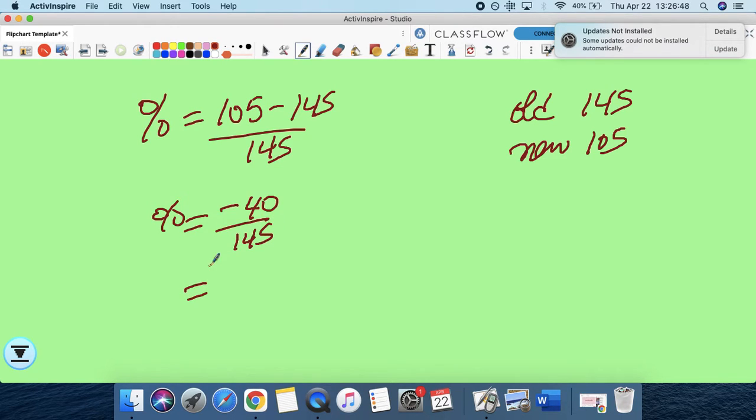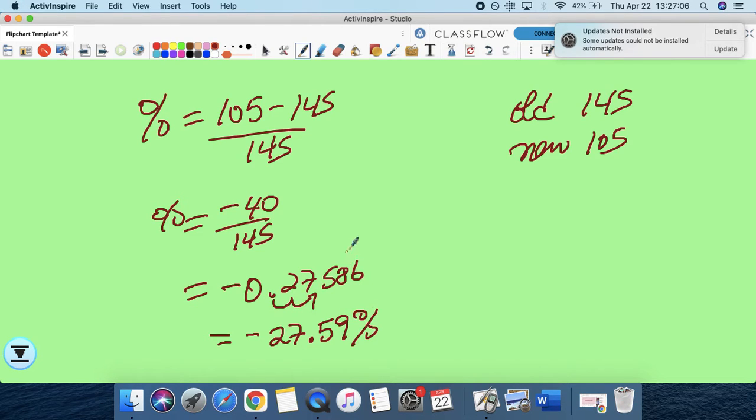So we got to divide. So divide that and you get negative 0.27586, etc., etc. So we're going to change this. So negative, move this 2 spaces over, 27.59%, right? 59.